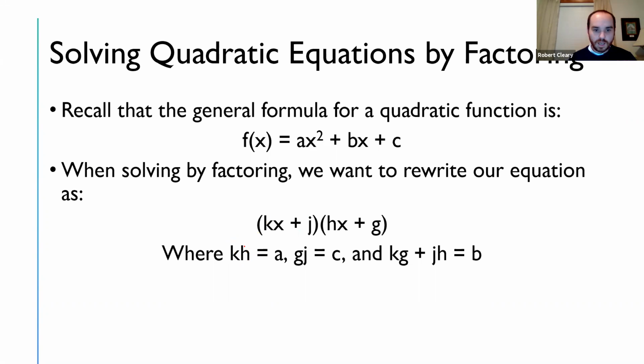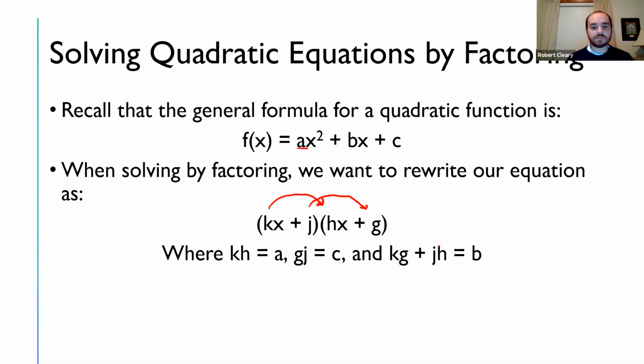But using this notation, kh equals a, gj equals c, and kg plus jh equals b. And really all that's talking about is when you multiply these out, your x squared value is going to be led by whatever k times h is. So a has to be equal to k times h, because those are the values that when multiplied will give you an x squared. G times j, these are your two integers, so they're going to multiply to form an integer. I guess they could be fractions. These are your two numbers without an x attached, so they're going to multiply to form a number without an x attached, which is your c. So that's g times j.